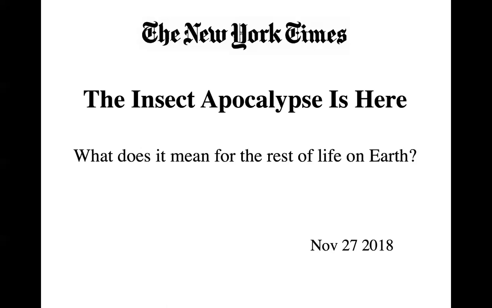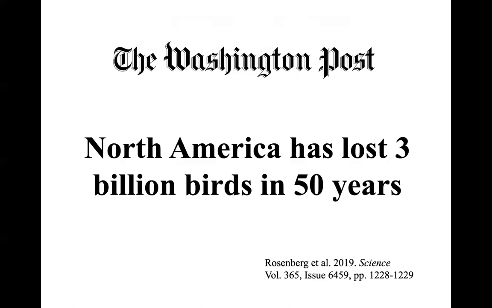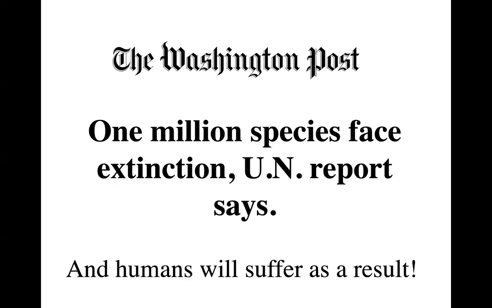And that's why we're seeing pretty scary headlines these days, like the insect apocalypse is here. What does it mean for the rest of life on Earth? Talking about global insect decline. Followed by this one, North America has lost 3 billion breeding birds in the last 50 years. That's almost a third of our North American bird population, already gone. Followed by this one, the UN says that we're likely to lose 1 million species to extinction, and it may happen as soon as the next 20 years.